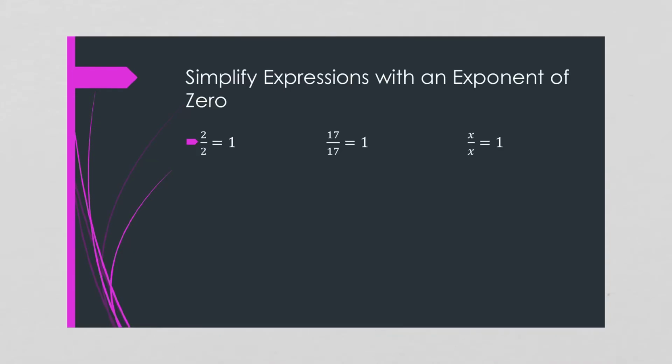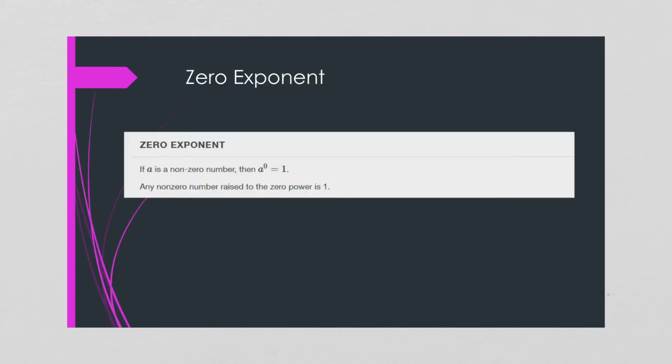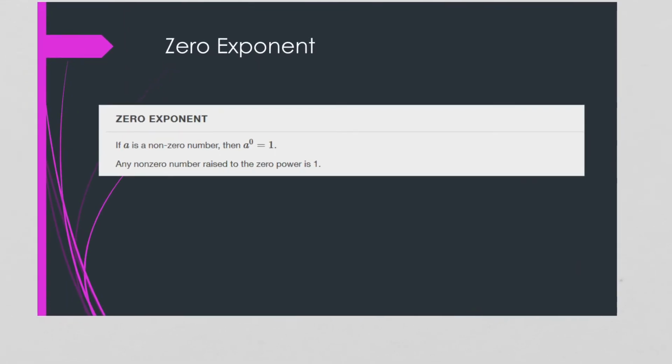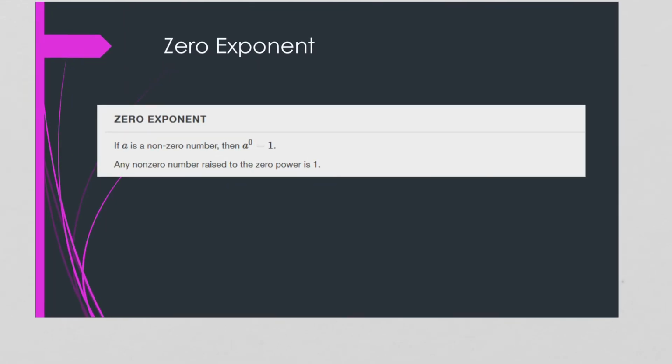This is just a reminder that anything divided by itself is 1. Anything, even if you have a variable divided by itself, it is still 1. So if you have x, y, z divided by x, y, z, you still get 1, okay? Anything divided by itself is 1. All right, so this brings us to the zero exponent property, and this is where we get the 1 from.